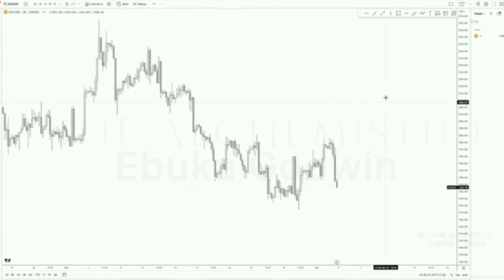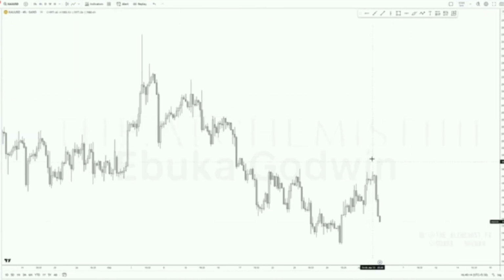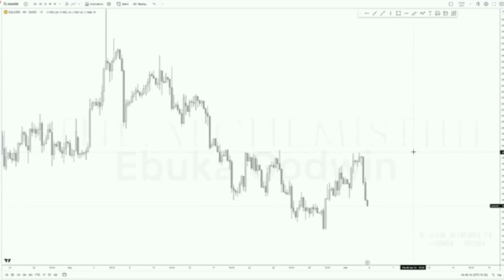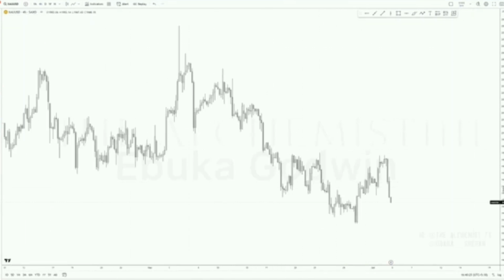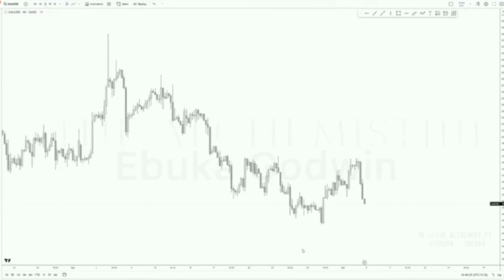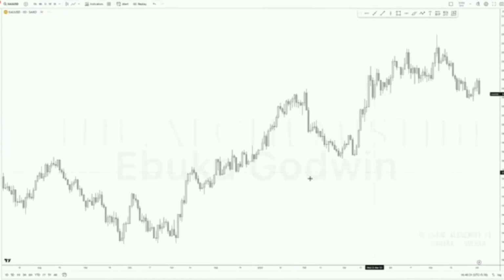I do my analysis only on MetaTrader itself. So the closest one to MT4 is Saxo. Please, if you're trading gold, do not use any other broker. Use this one. This is the most accurate one. And for MT4, I use IC Markets and RoboForex. So that's that. Now you can understand all of these, right?